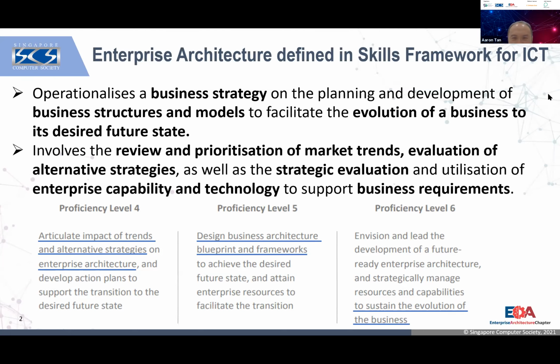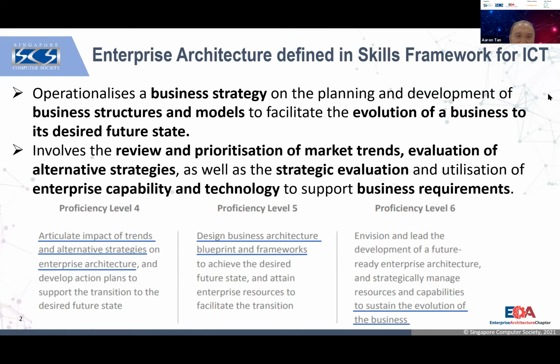But in the real world, nobody asks you about algorithms. People ask you about what the so-called new initiatives are, what the new capabilities are, right? So we need to be able to define the business architecture. And of course, proficiency level 6 is that we need to sustain the evolution of the business, because business keeps changing. So we need to be able to sustain the evolution of the business.